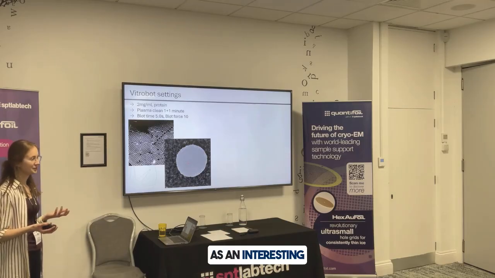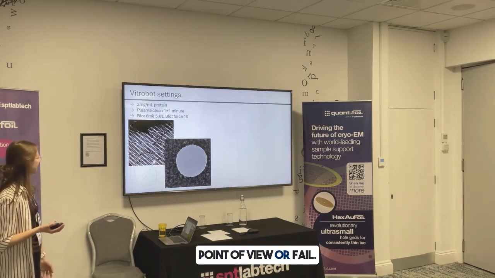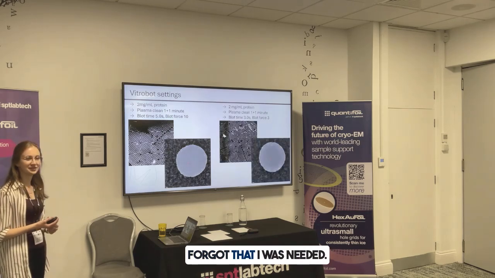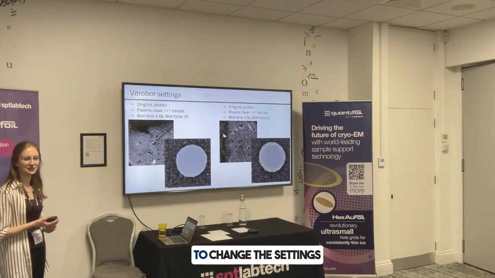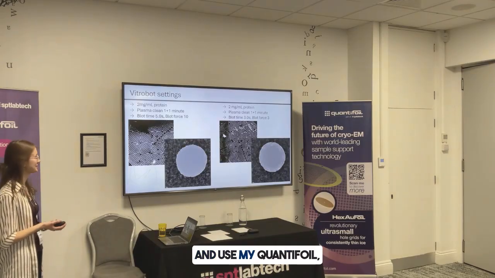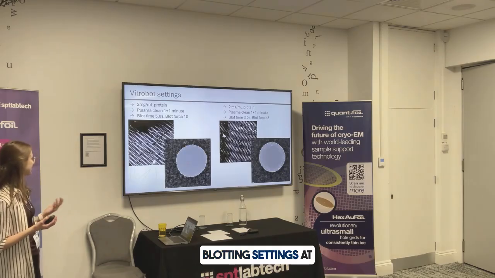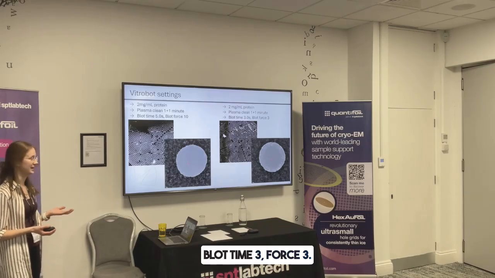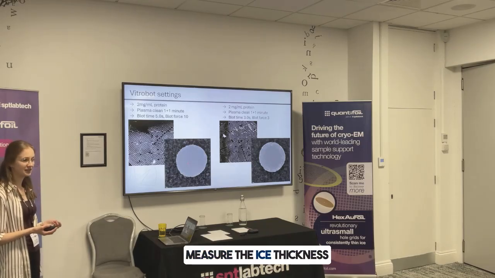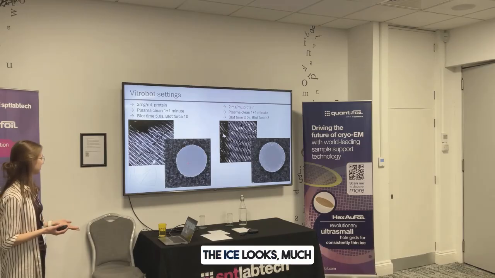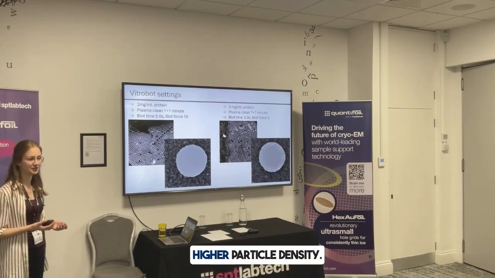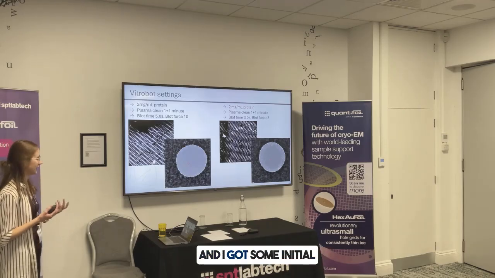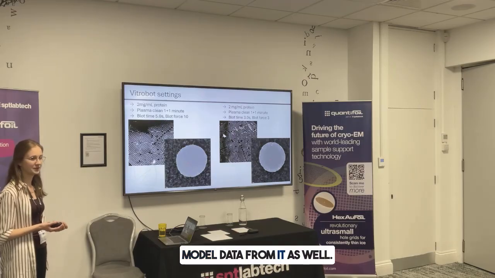As an interesting point of view, or fail, depending on how you look at it. One day I completely forgot that I was meant to change the settings and used my Quantifoil blotting settings, blot time 3, force 3. Even though we didn't measure the ice thickness precisely, you can see that the ice looks much thicker and you get much higher particle density. But the grid was still usable, and I got some initial model data from it as well.